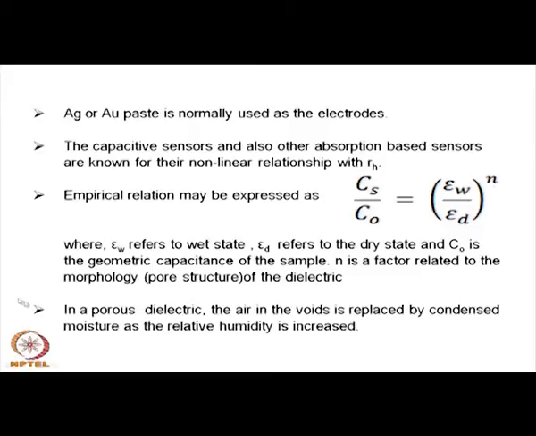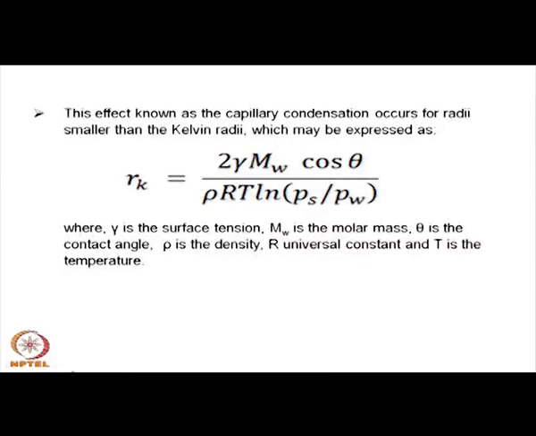In a porous dielectric, the air in the voids is replaced by condensed moisture as the relative humidity is increased. So, higher is the relative humidity, more and more condensation takes place inside the pores, and that changes the capacitance value of the ceramics. And in this empirical formula, the effect known as capillary condensation occurs where the pore radius is smaller than the Kelvin radius. So, everywhere condensation cannot take place. Okay. If it is a large pore, the condensation may not take place, and therefore, there will not be much effect on the capacitance.